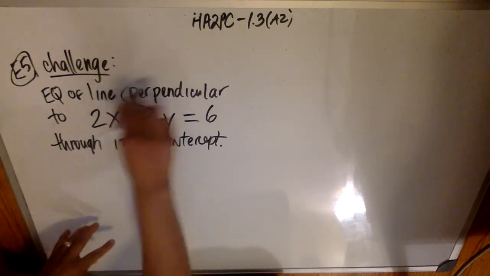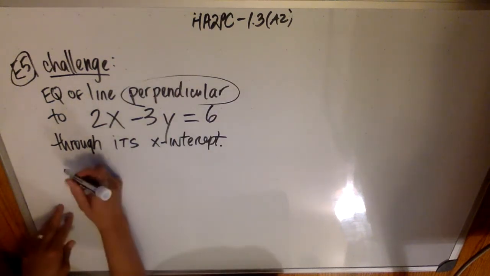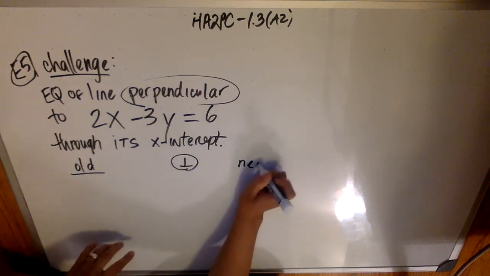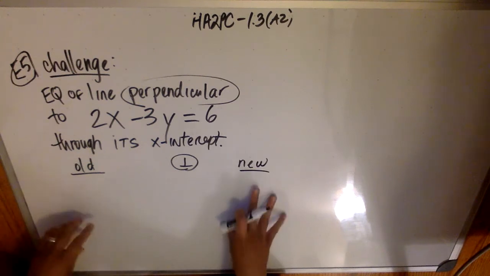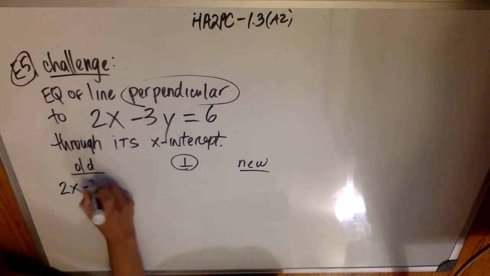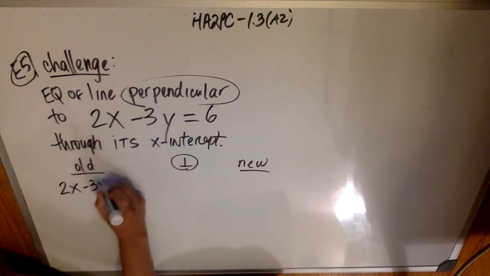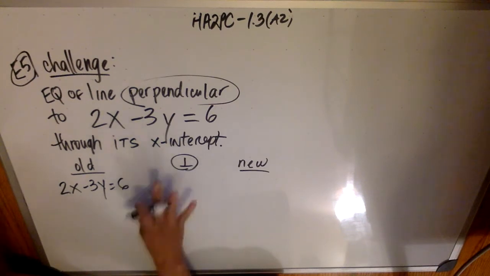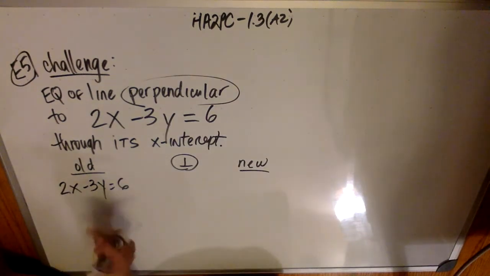So you see the word perpendicular, which has to mean that there are two lines. So let's talk about the old line and how it's perpendicular to some stuff I know about the new line. The problem is that right now I don't know much about the new line, right? So let's start with the old line. I know that it's 2x minus 3y equals 6. I know that perpendicular means flip slope, change sign. So I might as well start by finding the slope, okay?